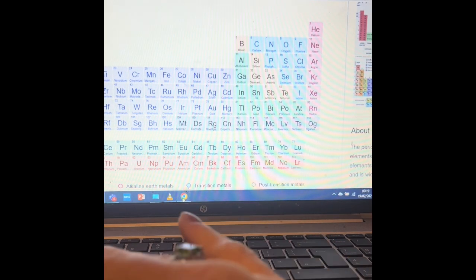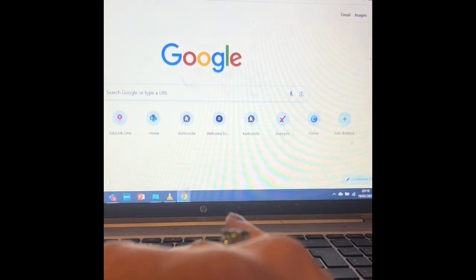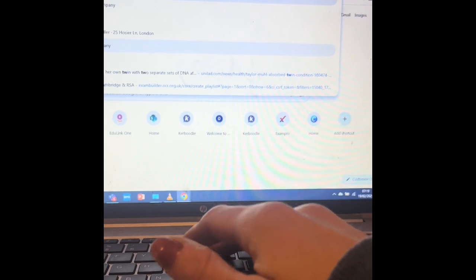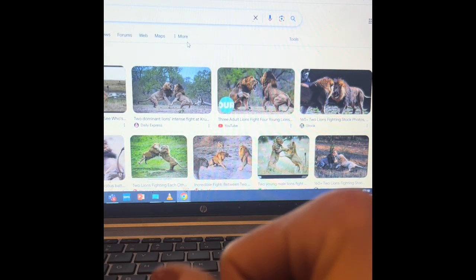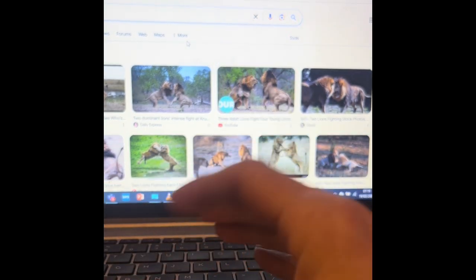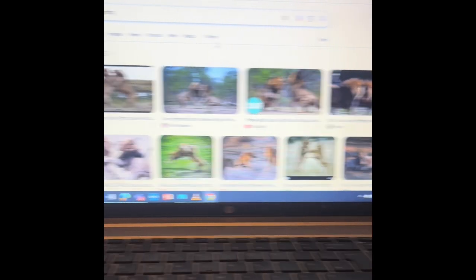Right, here we go. When we talk about competition, if you've got two lions fighting, they could be fighting for a mate, they could be fighting for prey, they could be fighting for who's the dominant member of the pack, whatever.